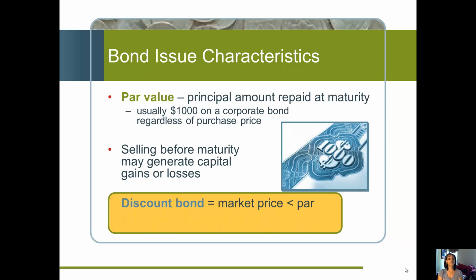We have some terms that explain all of this, and the first is a discount bond. A discount bond is one that is selling below face value. If it's selling below face value, that means that the price has dropped, so interest rates have increased. And then a premium bond is just the opposite. That means that prices have gone up, and it's selling at greater than par because interest rates have gone down.